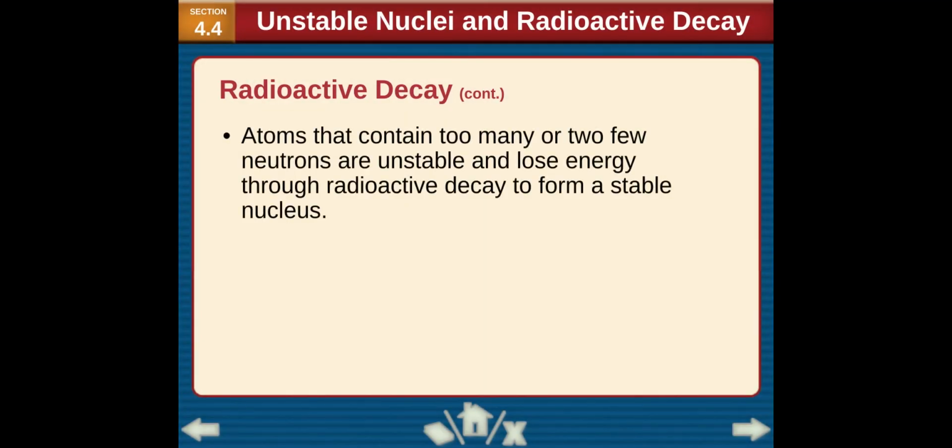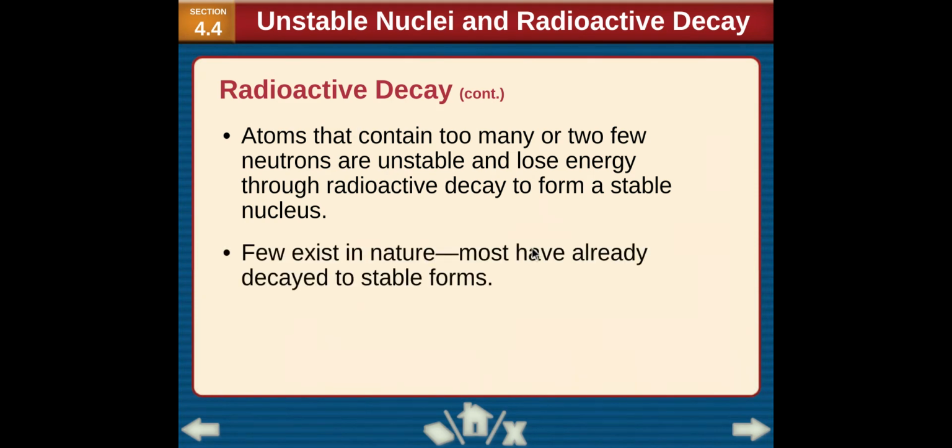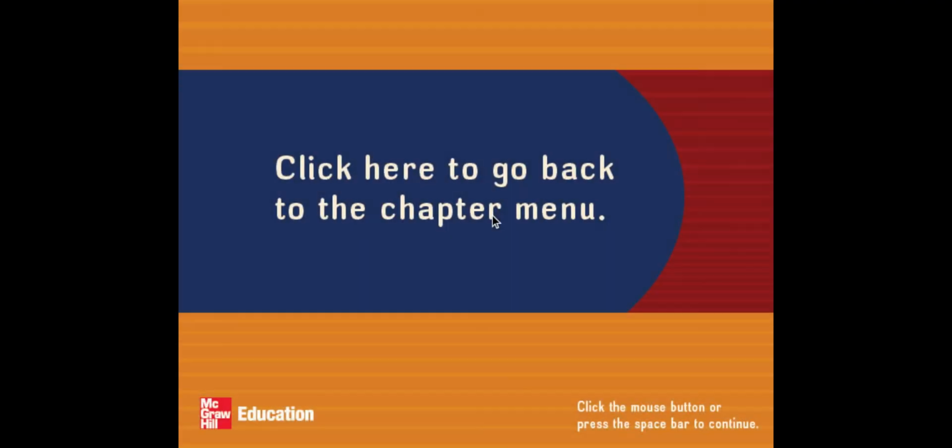Atoms that contain too many or too few neutrons are not stable, and as a result, they lose energy through radioactive decay to form the stable nucleus they're always seeking. A few exist in nature, but most have already decayed to stable forms.